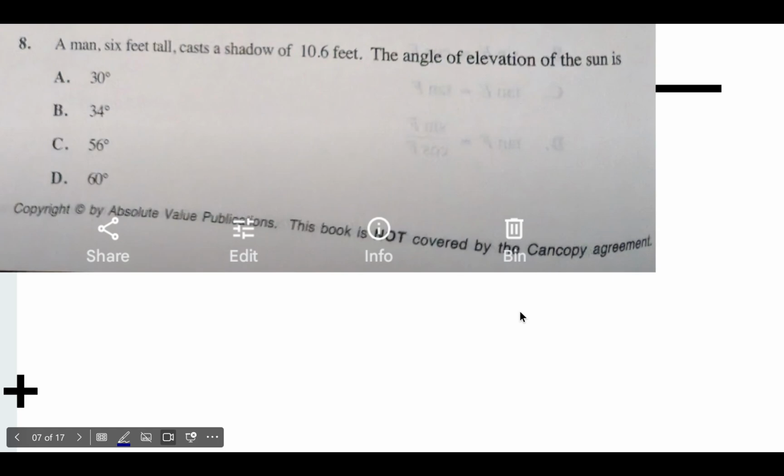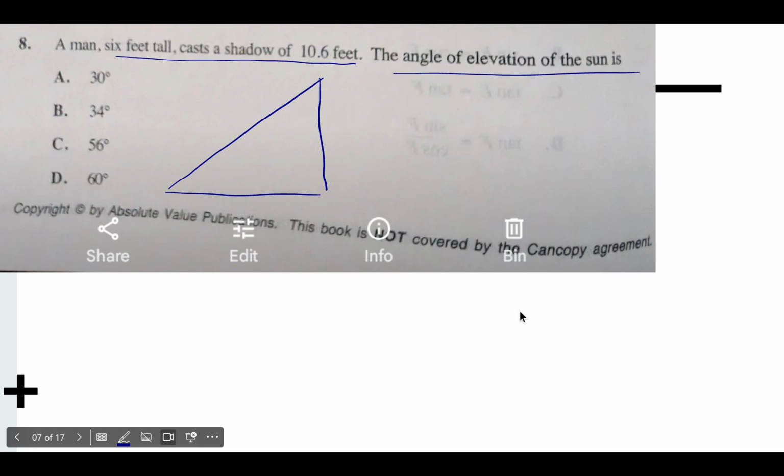Moving on to this one, you have a man 6 feet tall who casts a shadow that's 10.6 feet long. And it's asking about the angle of elevation of the sun. So when you're looking at this one, you need to draw a triangle no matter what. If the man is 10.6 feet, that would be this side here. So we can say that this guy, just pretend this looks more accurate, is 10.6 feet tall. And then his shadow would be going this way here because the shadow would be on the ground. And the angle of elevation is always from a horizontal line. So we're looking for this angle in here.